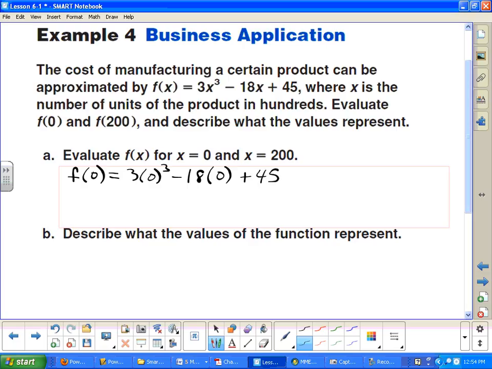I love putting zeros in for variables. Why is that so much fun? It's easy because they all end up being 0. So this simplifies to 45. Then we'll do it with 200.